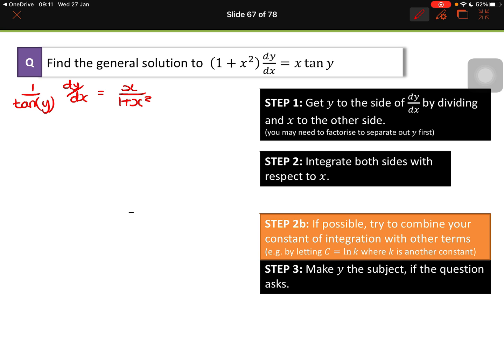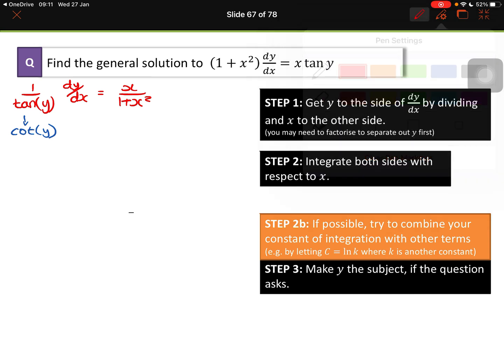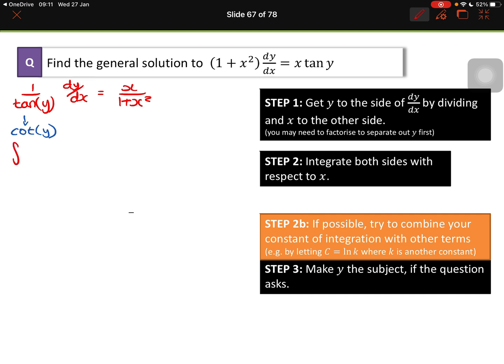I can integrate. What I do just want to do first, I don't want to integrate 1 over tan y. I know 1 over tan y actually equals cot y. And I can integrate cot y a lot easier. Okay, so what we're actually going to do is we're going to integrate cot y instead. So this becomes the integral of cot y dy, because actually we'll put that in, dy dx, and obviously those dx's will cancel, equals the integral of x over 1 plus x squared with respect to x.